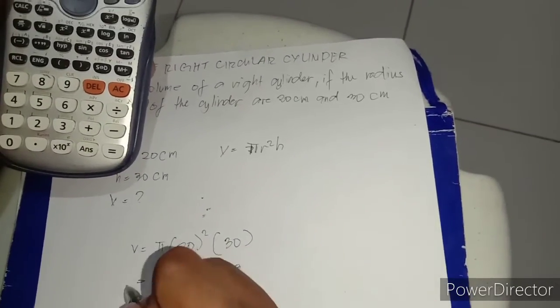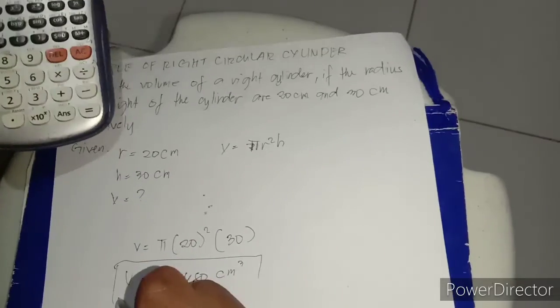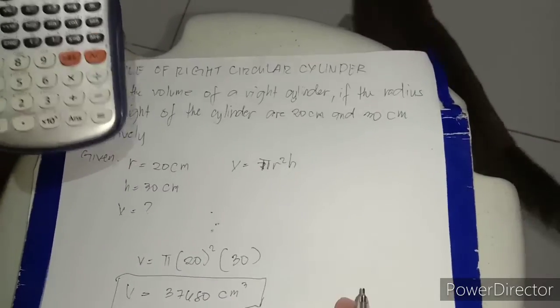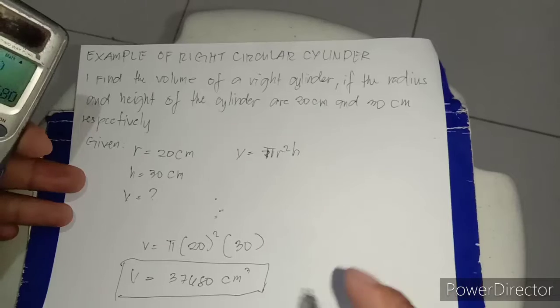cubic centimeter. So this is the volume of a right circular cylinder.